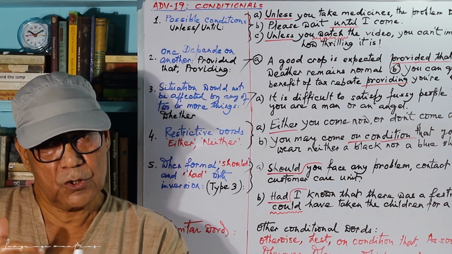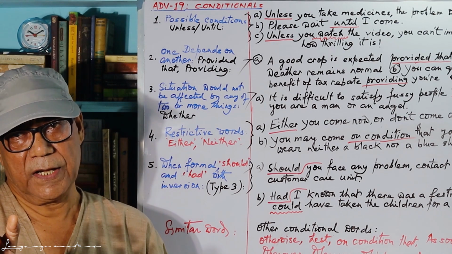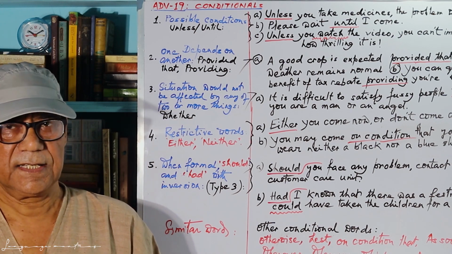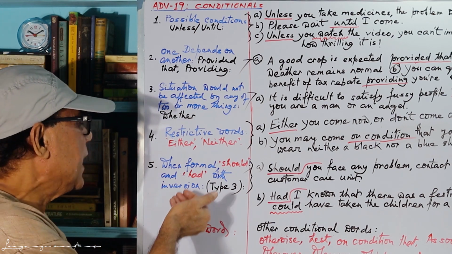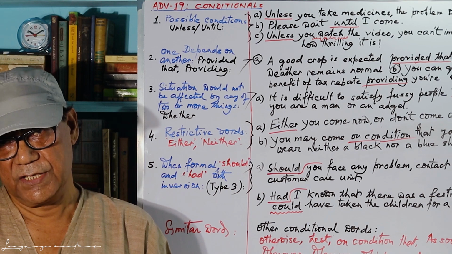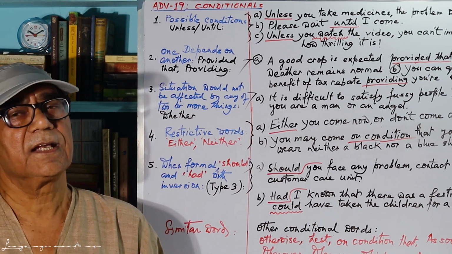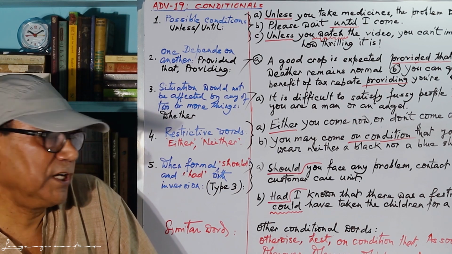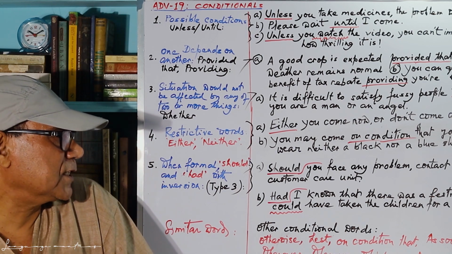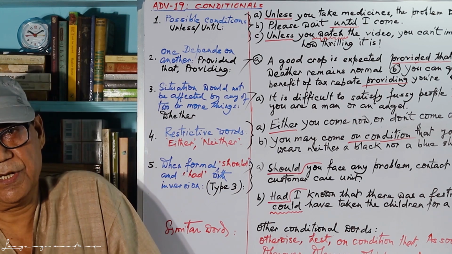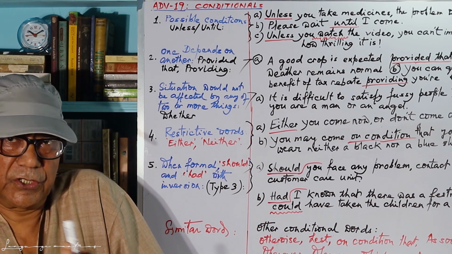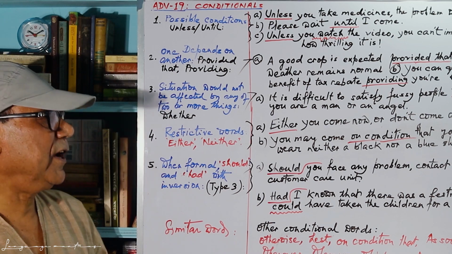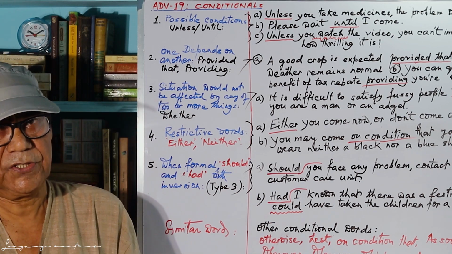Then, formal suit and had with inversion. Formal suit means when you want to be formal. You can use should as introducing a conditional clause, or you can use had also as a word introducing a conditional clause. Let's see. Should you face any problem, contact our customer unit. If you have any problem, you can contact the service center. So, should you face any problem, this is the conditional part.